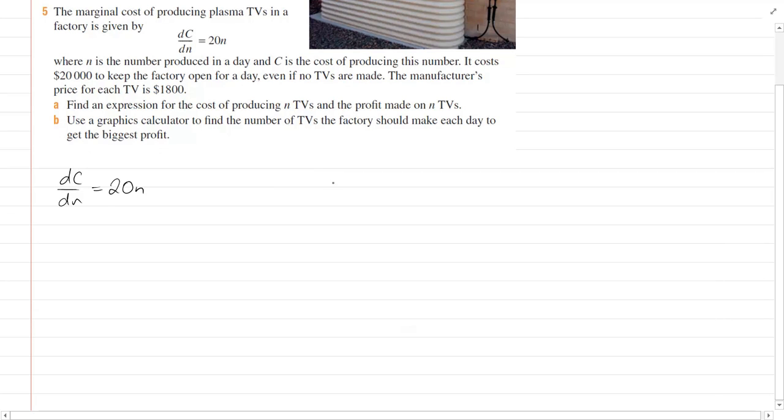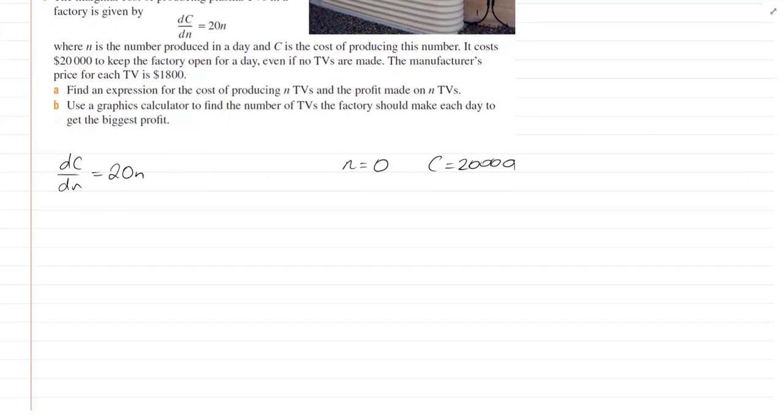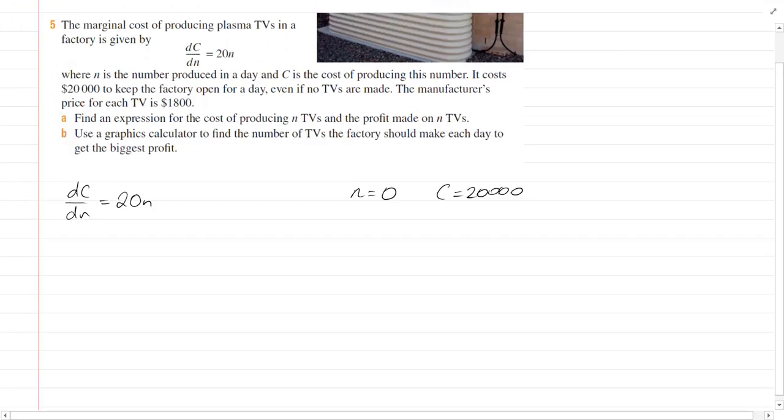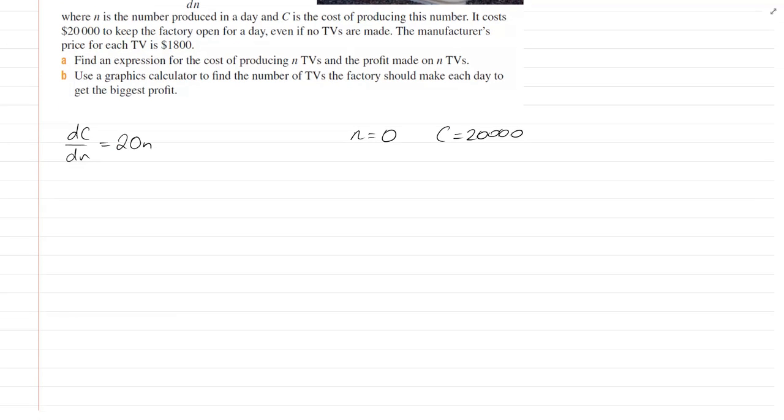It costs $20,000 to keep the factory open for a day. So at n equals 0, we make no TVs. The cost is $20,000. Worth keeping that in mind. The manufacturer's price for each TV is $1,800, and that will come in handy later on. Find an expression for the cost of producing n TVs and the profit made on n TVs.